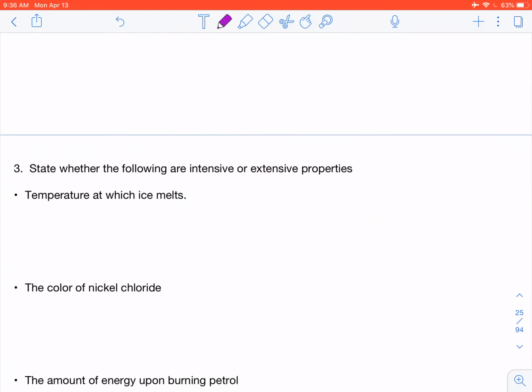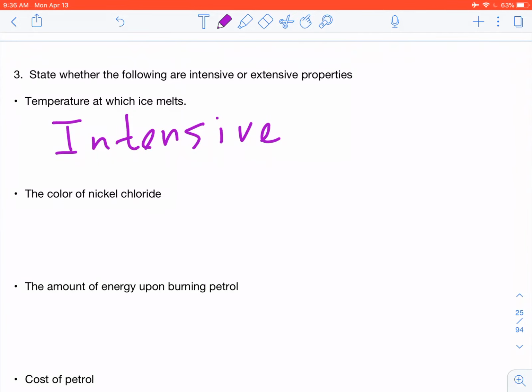Now, state whether the following are intensive or extensive properties. Temperature, we know, is an intensive property, right? Remember, when I spoke earlier, temperature is an intensive property, but the amount of thermal energy within the sample is not, right? That would depend on the mass. The color of nickel chloride is also intensive. It doesn't depend on the amount of substance.